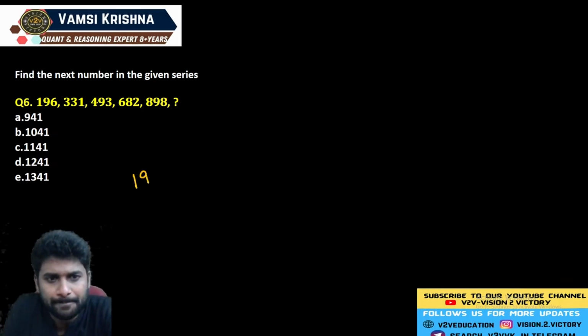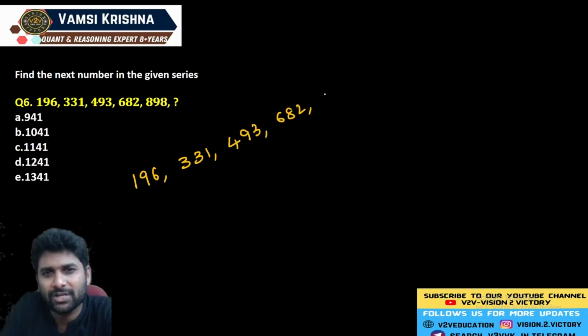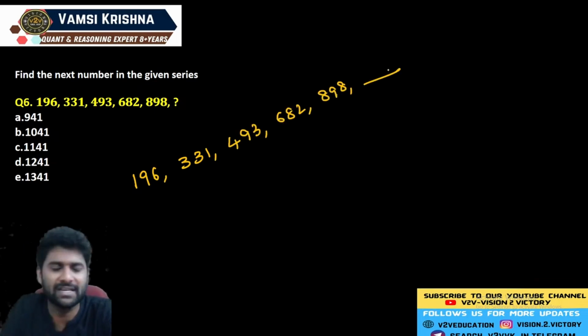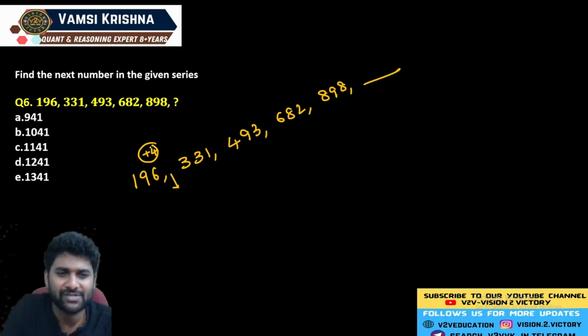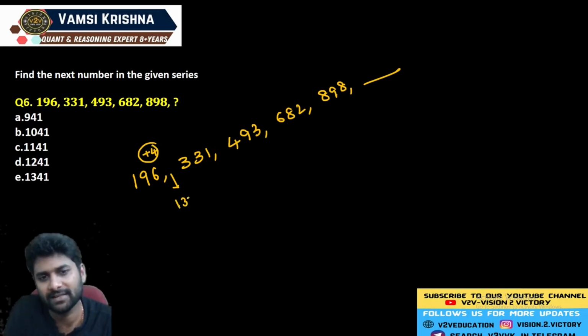Now see here the numbers 196, 331, 493. Guys, if numbers are near to another number, simply find the difference and identify the loss. See, what is the difference here? It's plus 4. Let me take the difference this way. Plus 4, it becomes 200. So here 131 extra. Total difference is 135.